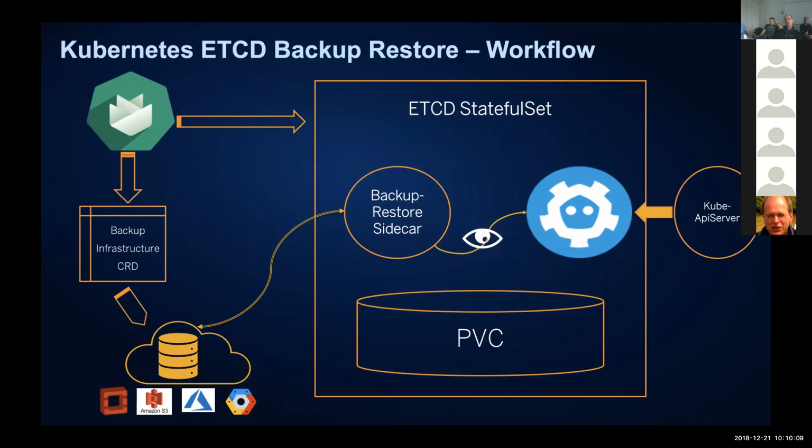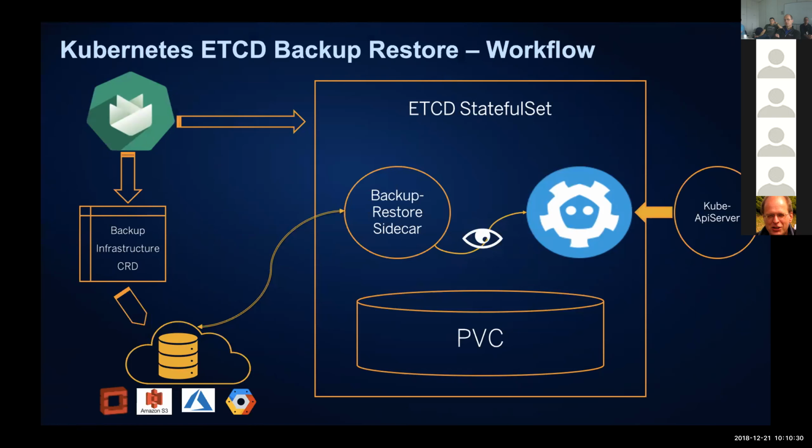And there is another field called delta snapshot period. So the backup sidecar will first take a full snapshot, upload it to the bucket, and then apply a watch on etcd. And once the events are collected based on the delta snapshot period, these events are collected in memory.